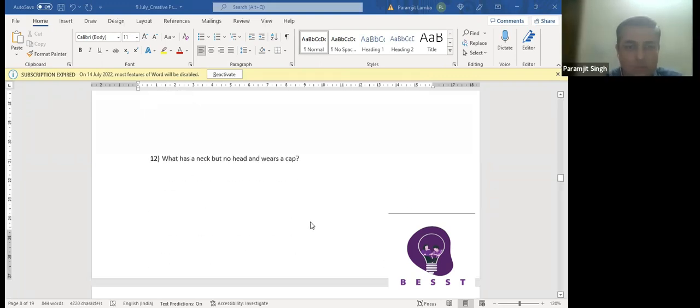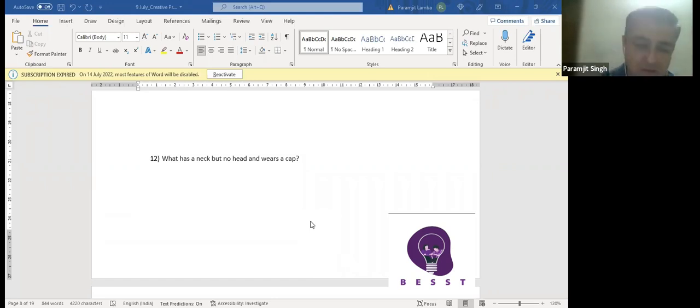Quite simple. What has a neck but no head and wears a cap? Out of the box thinking, creative problem solving. Navneet says water bottle. Anyone else? Yes, bottle is correct. It can be any bottle. It doesn't necessarily have to be a water bottle. It can be a beer bottle.